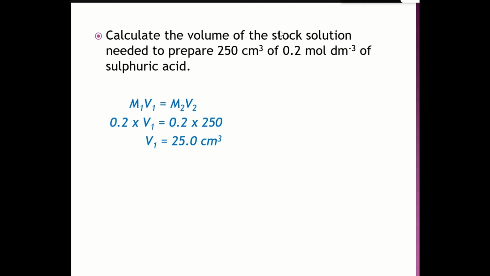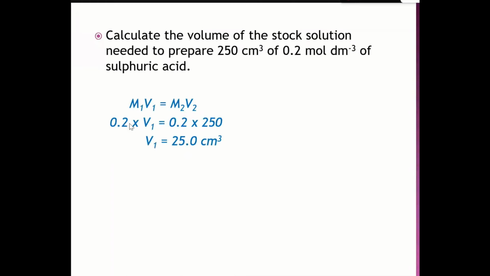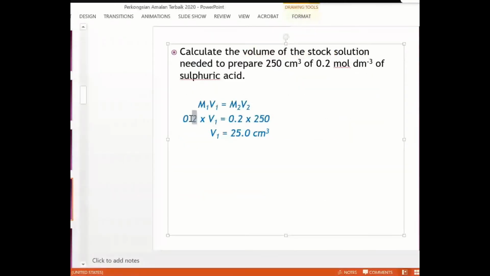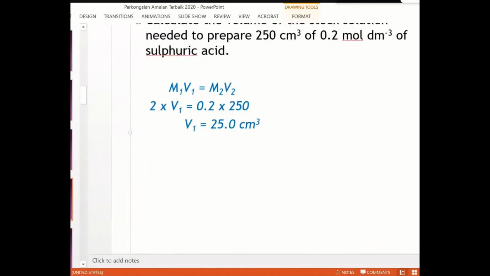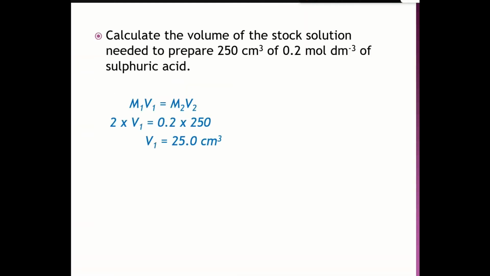So for the question here, you need to come up with the stock solution. The stock solution here is 2 molar. When you come out with the 2 molar of the sulfuric acid, then you can come out with the 25. So this part, no problem. All of us don't have a problem in the calculations as well. We just substitute and then we come out with the answer. So how about the next one?